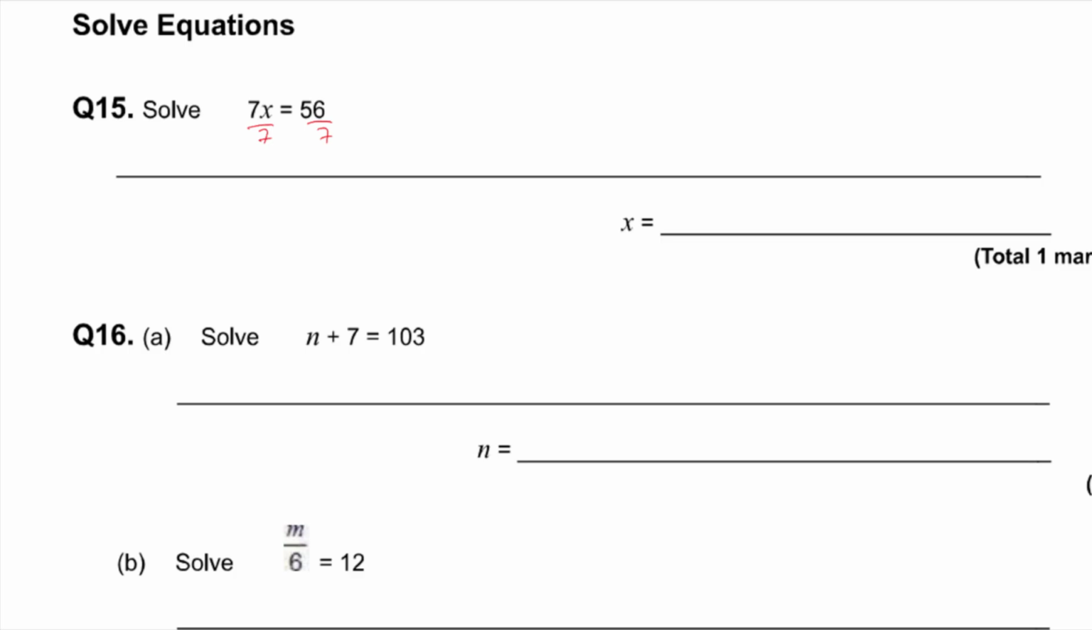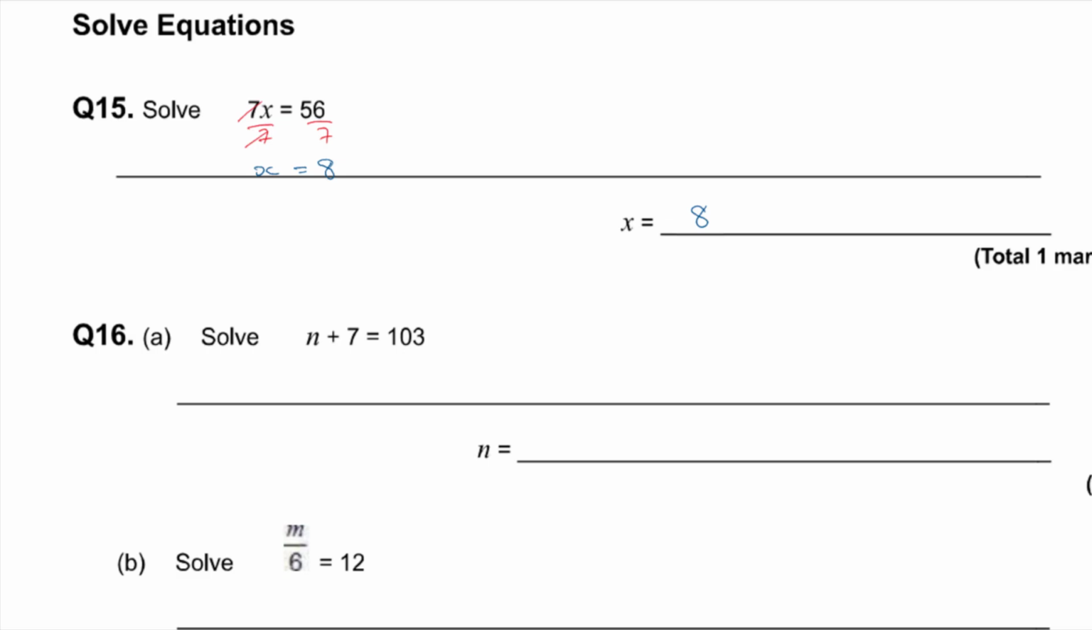So 7 divided by 7, they're going to cancel. That's going to leave me with x on this side. And 56 divided by 7, well, 8 7s are 56, aren't they? So that's going to be x is equal to 8. X is 8.